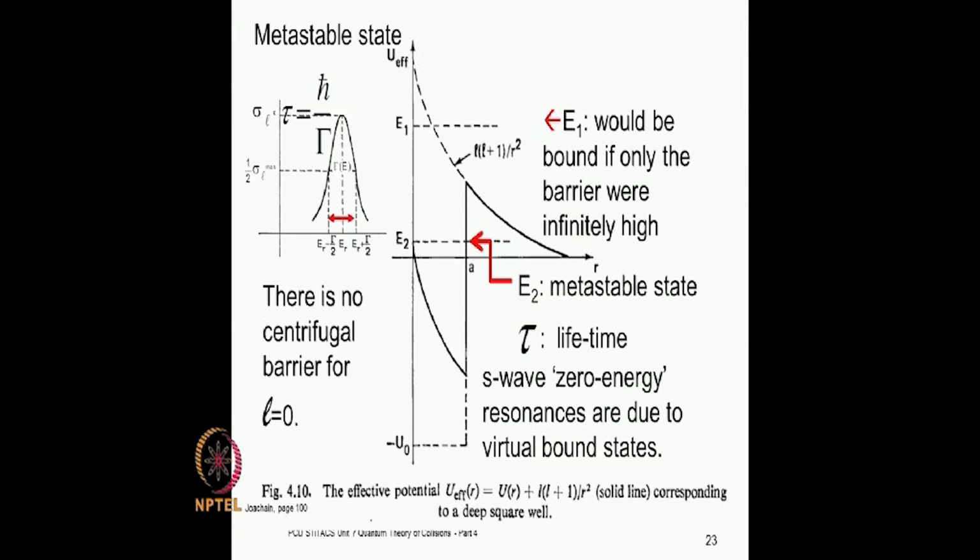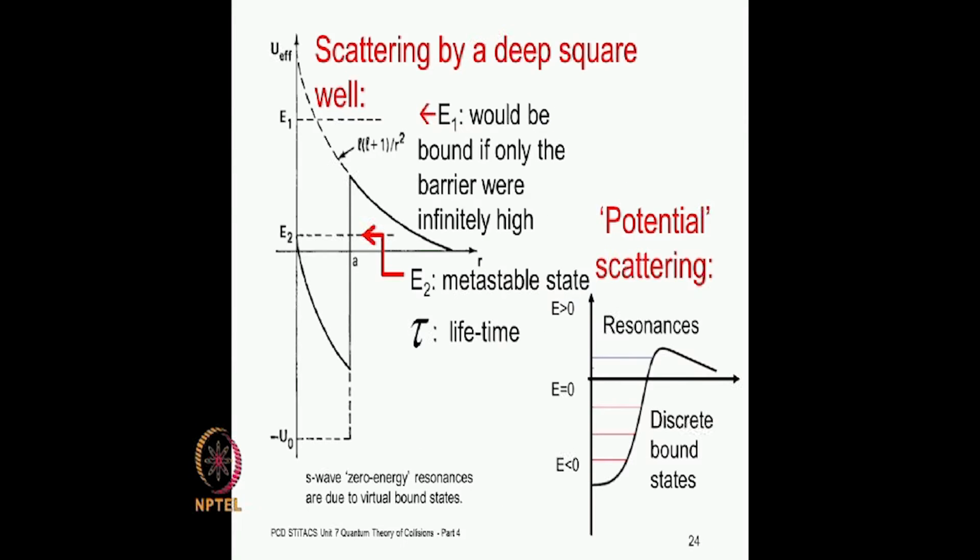Whereas S wave resonances are coming because of the virtual bound states, which we have discussed at some length, especially in the context of Levinson's theorem. We have discussed this feature in considerable detail. So now you have this potential scattering.